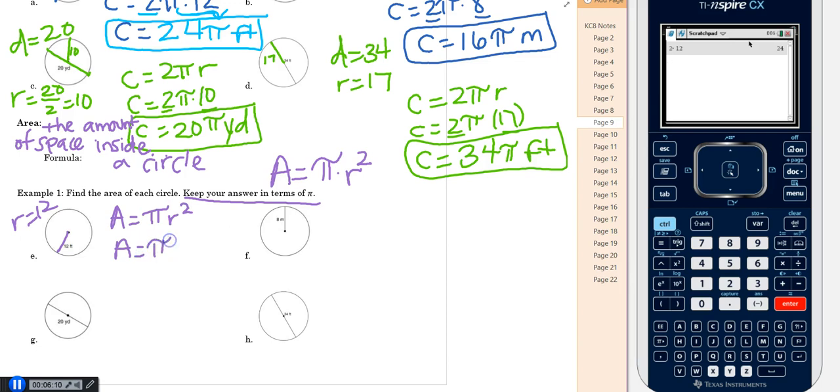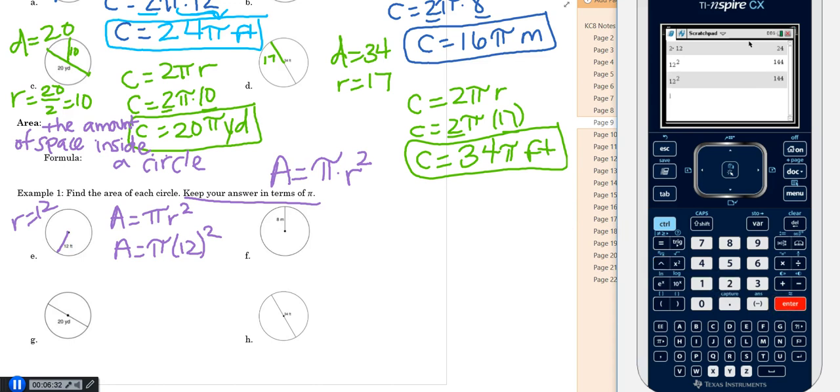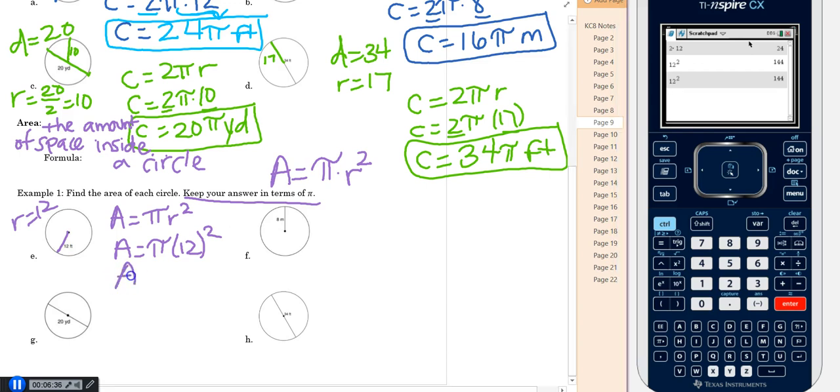Bring down my pi. My radius is 12, and I'm going to square it. Remember that the square means 12 times 12, not 12 times 2. So if you need your calculator, you can type in 12, and then you click on that x squared button. You could also do 12, and if you want to raise it, and then type in 2. Either answer is correct. Sometimes it's easier to just use the squared because that's the function that we are using. So therefore, our area is going to be 144 pi.